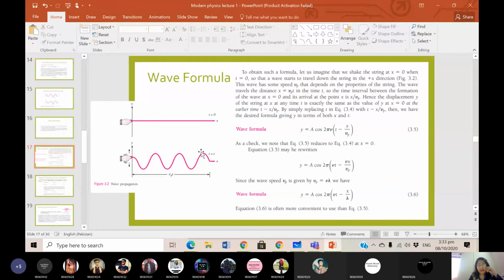Because it's a periodic function, right? Like this distance over here, whether it was time t or time t minus the time it has taken to move this much distance, the displacement here is the same, and here is the same. So the wave formula will be the same. It will be this formula now. Instead of time, we will replace it by t minus x over vp, because the displacement will be the same at this time t and at this earlier time.